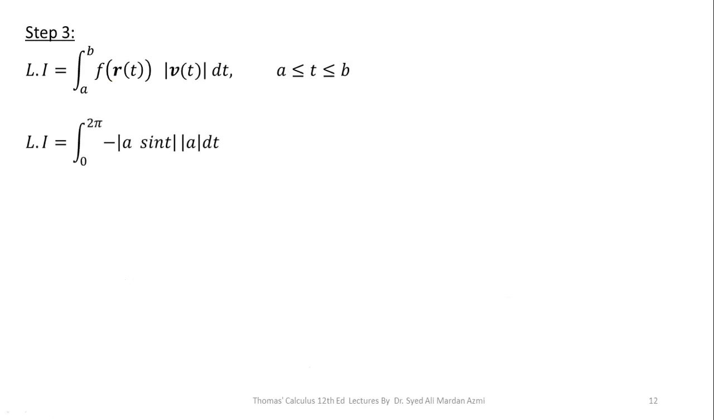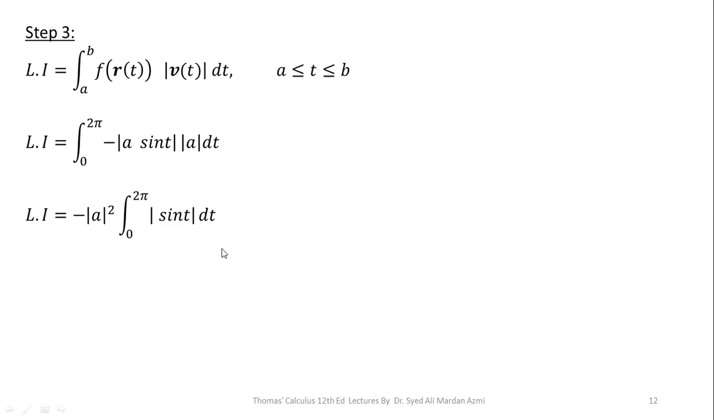In step number 3, we will substitute the values of f of r of t and mod of v of t. So we got minus modulus of a sin of t into mod of a dt. Now we can take mod of a outside with the minus sign, and we are left with limit from 0 to 2 pi of sin of t dt.